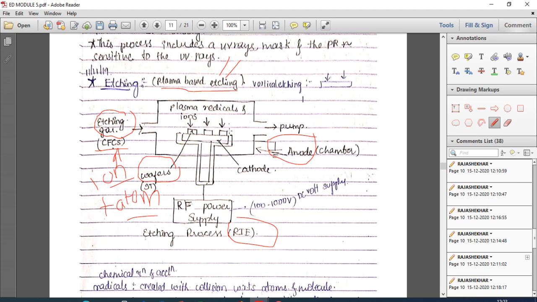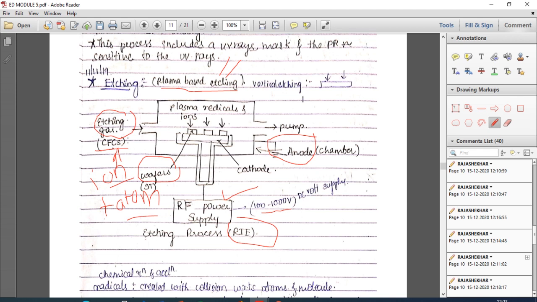How is it achieved? That will be achieved by passing the etching gas, that is chlorofluorocarbon gas, into the chamber. It is operated with a very high voltage, which we call RF power supply, radio frequency power supply, around 100 to 1000 volts. At that voltage, high DC voltage, we will pass this etching gas into the chamber.